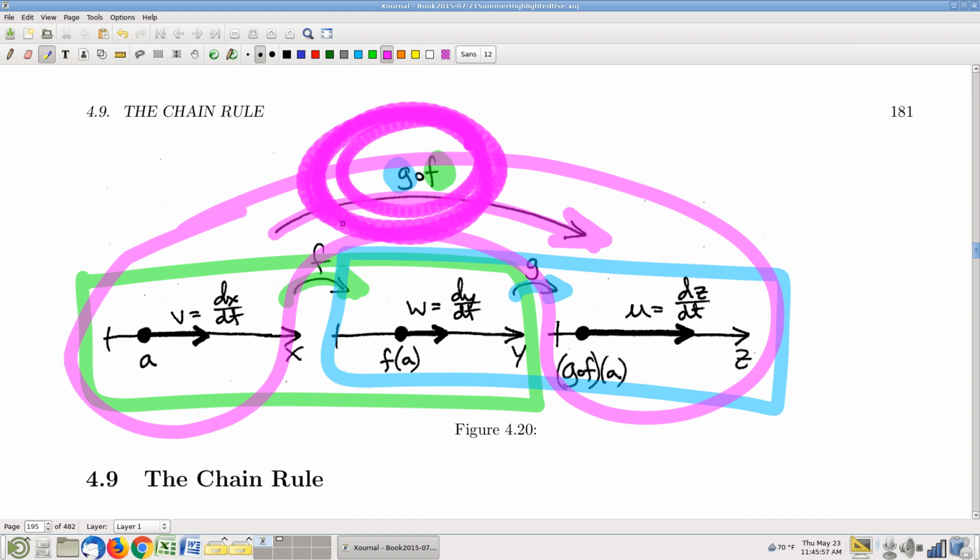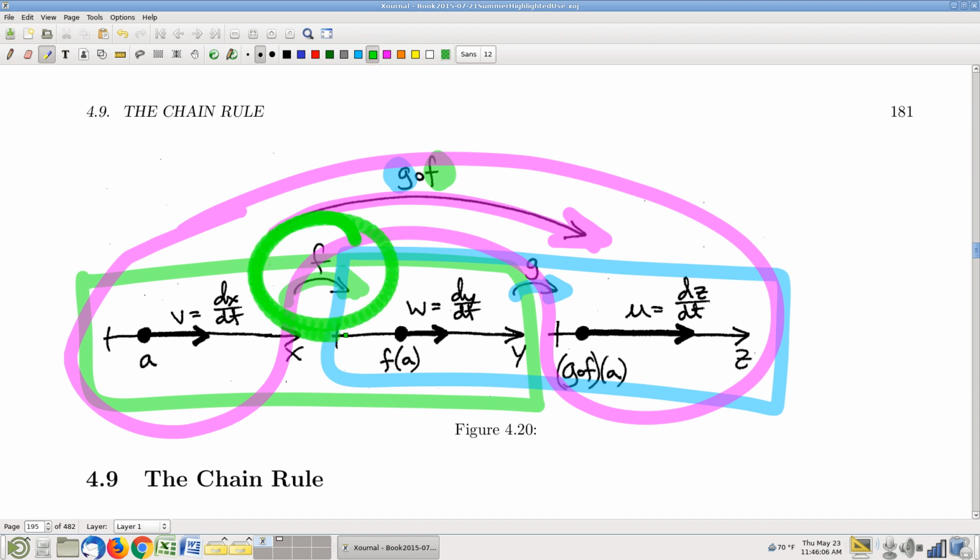So the idea then is the factor that you multiply by in the composition has to be the product of the factor that you multiply by here and the factor that you multiply by here. Factors multiply is the big idea there.